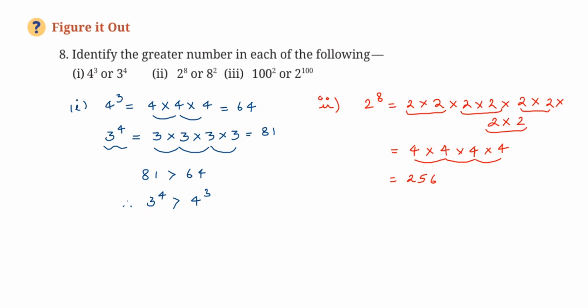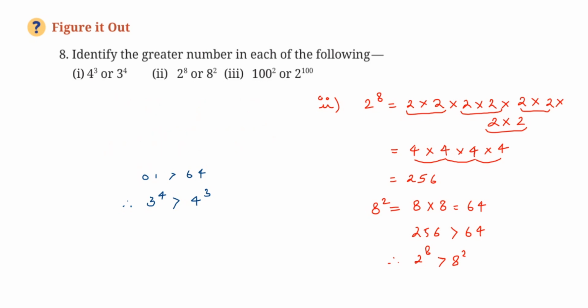Now next one is we have 8 square. 8 square means we're multiplying 8 by itself 2 times, that is 8 times 8, which is 64. Now it's obvious that 256 is greater than 64, and 256 is 2 to the power 8, which is greater than 8 square. So here 2 to the power 8 is greater than 8 square. Let's do the last one here.